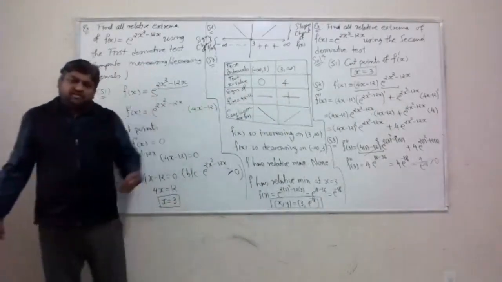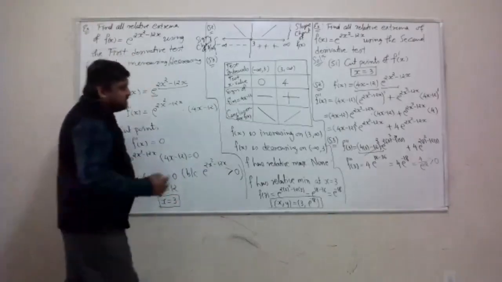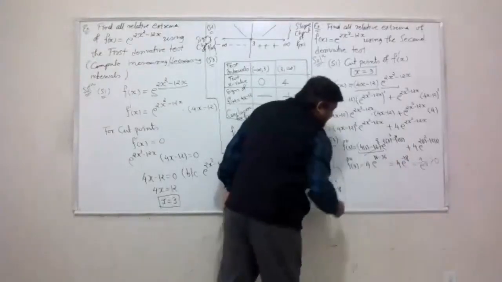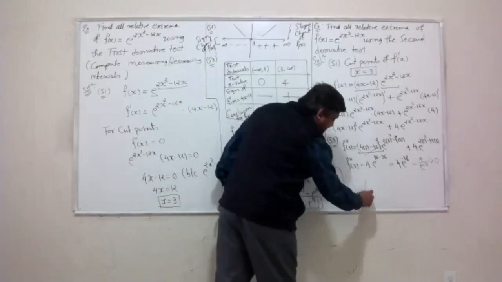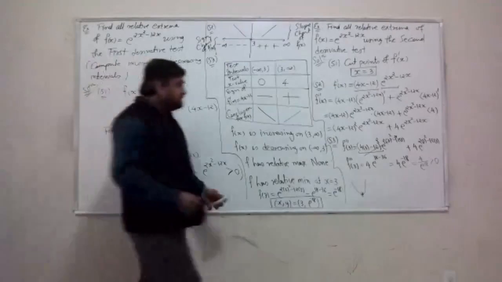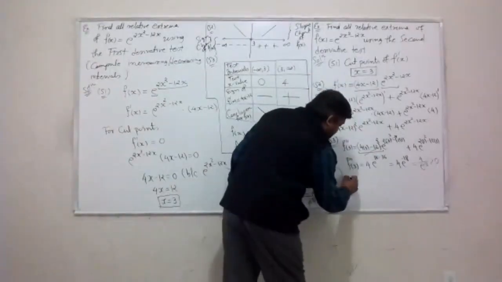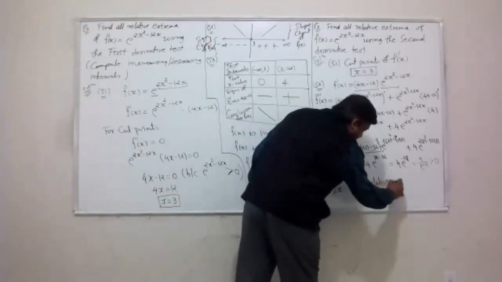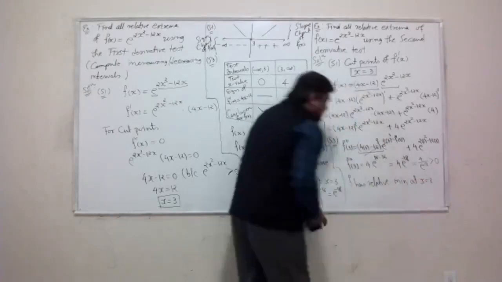What do we mean by the second derivative being positive? If the second derivative is positive, the graph of the function is concave up, right? And that means you must have a minimum value right there. All right. By the second derivative test, we can say, so f has a relative minimum at x equal to 3. All right.